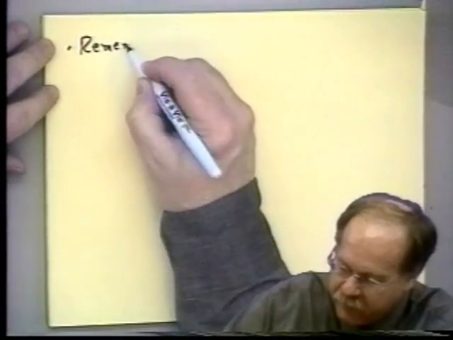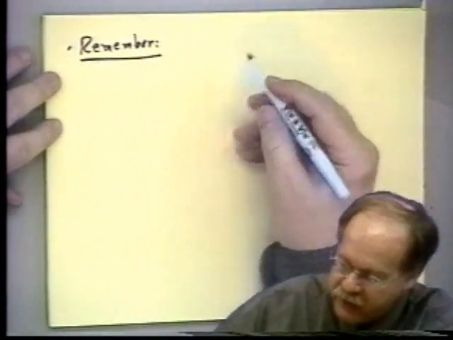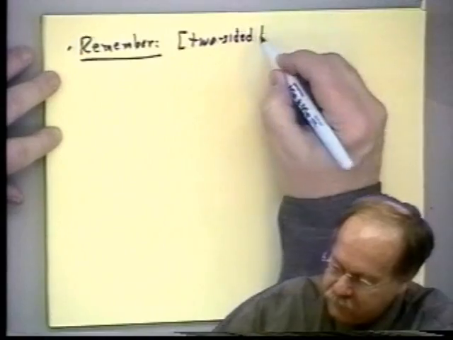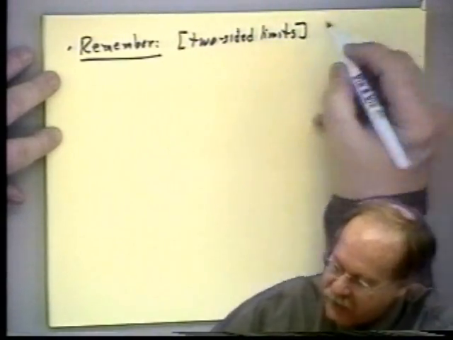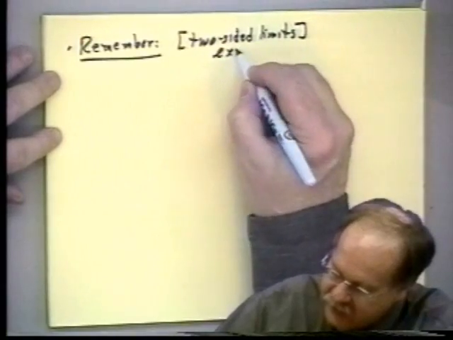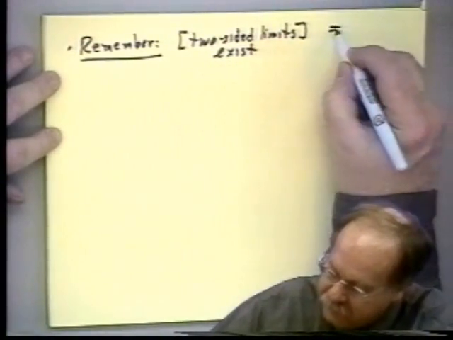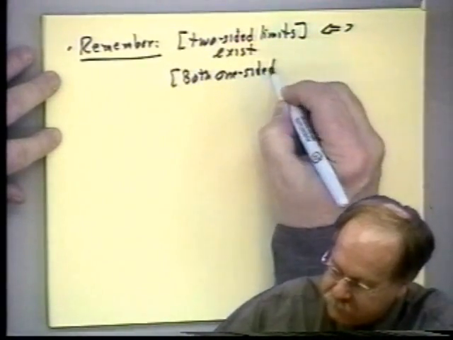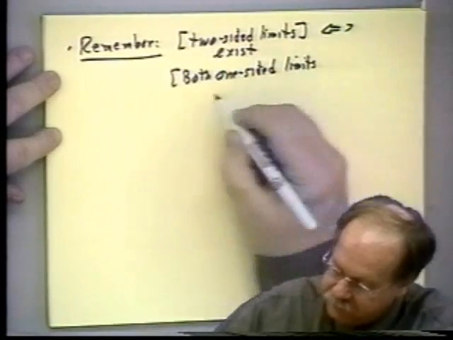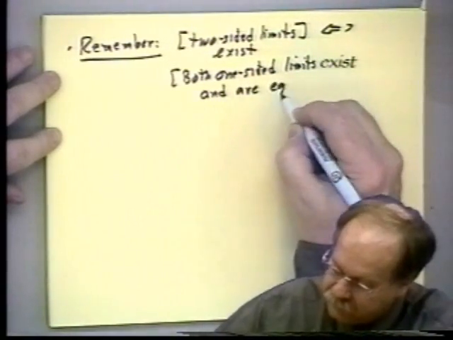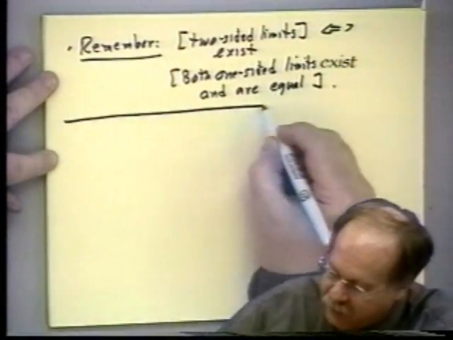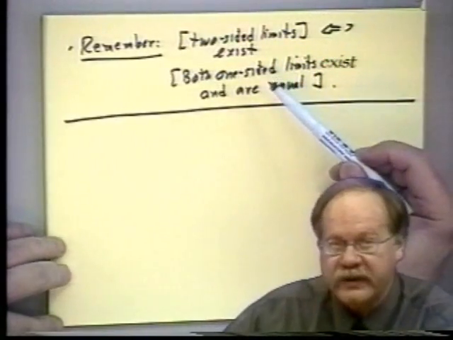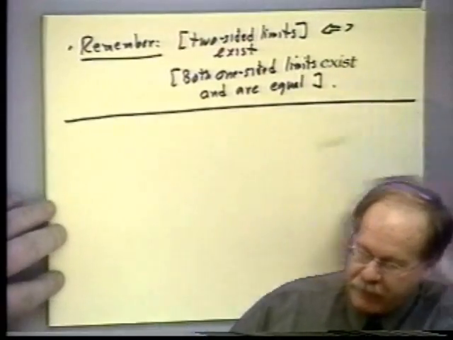The first thing you want to remember, which I've already mentioned, and that we've said before, is that two-sided limits exist if and only if both one-sided limits exist and are equal. Now that's something we did before, but it's good to remember that now. So if we have a two-sided limit that seems to be giving you difficulty, look at the one-sided limits, see if you can show they're equal or not.